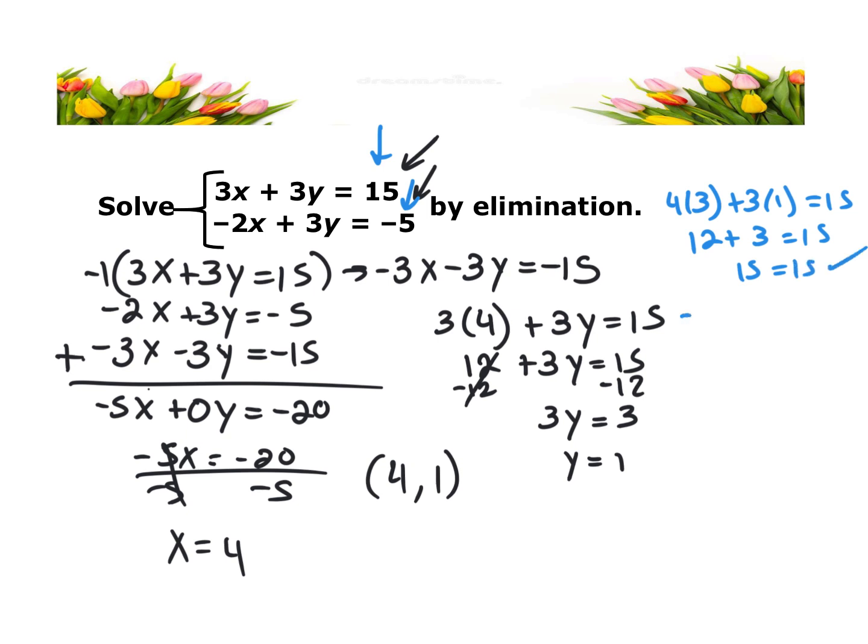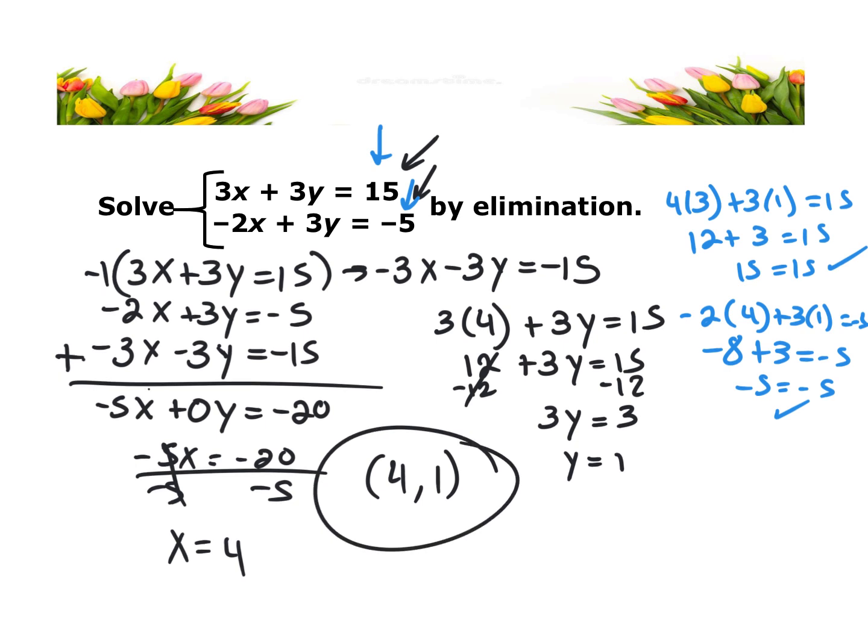I'm going to do the same thing for the second. So negative 2 times 4 plus 3 times 1 equals negative 5. So you're going to get negative 8 plus 3 equals negative 5. So I get negative 5 is equal to negative 5. So it works for both. That way you know you got the correct answer. You don't have to check them, but if you have time, I always recommend it.